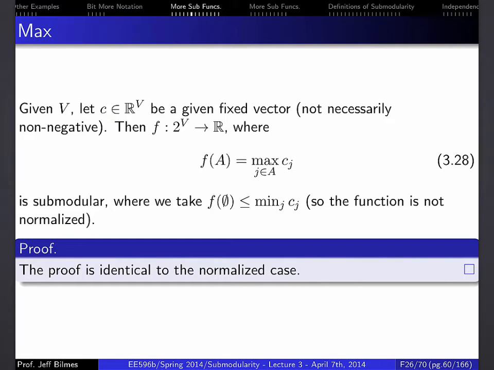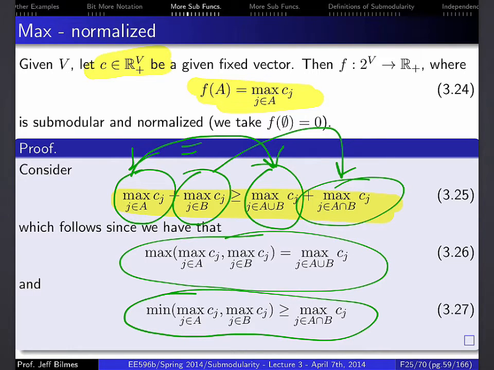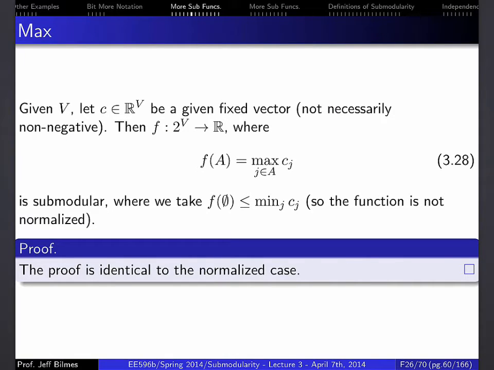So now what we said was that C has to be a non-negative vector, and we're also taking f of the empty set to be 0 so that it's a normalized max function. We don't actually even need that. We can say that C is any real valued vector. Think of C itself as a modular function, or C as a vector in R to the V. Then this function is submodular, though not necessarily normalized. Basically, we can take f of the empty set to be any value less than or equal to the smallest value of the vector, and the same proof holds.